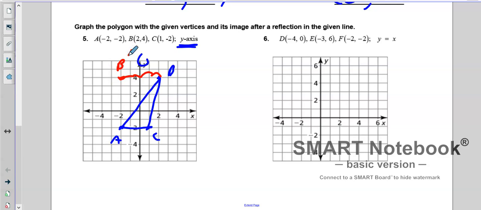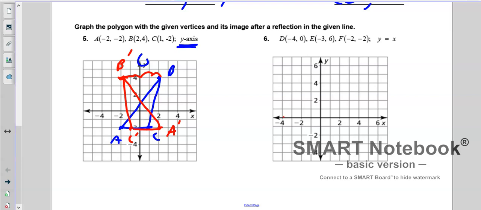So A, we're 2 away from here, so we're going to go 2 this way. So that's A prime. And C is 1 away, so C is going to overlap and go right here, and that's going to be C prime. But then there's my triangle right there, reflected over the y-axis. All the points just fold over the other side of y.